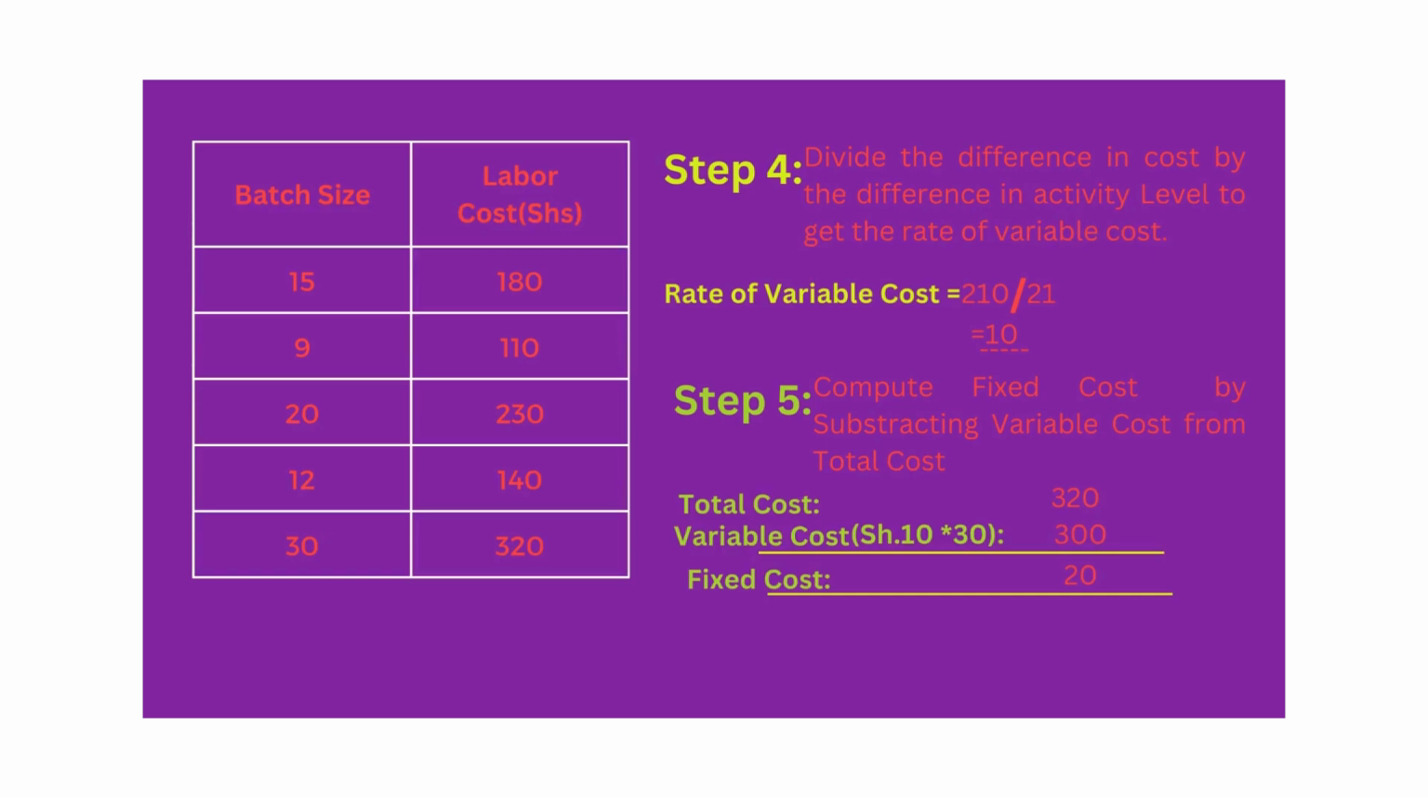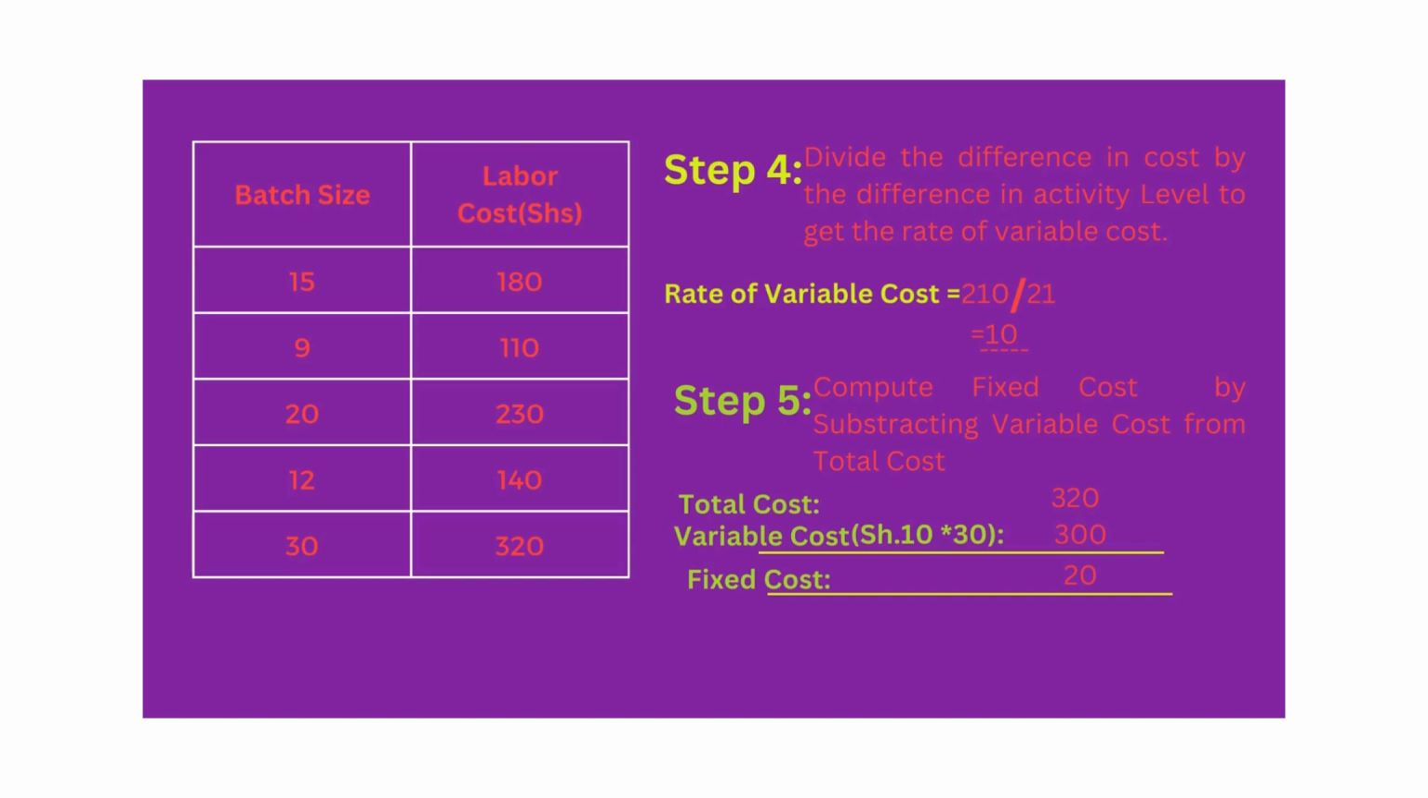Now we have the difference in cost, which is 210, and the difference in activity level, which is 21. So step 4, we divide the difference in cost by the difference in activity level to get the rate of variable cost. Rate of variable cost will be equal to 210 divided by 21, which will give us 10.